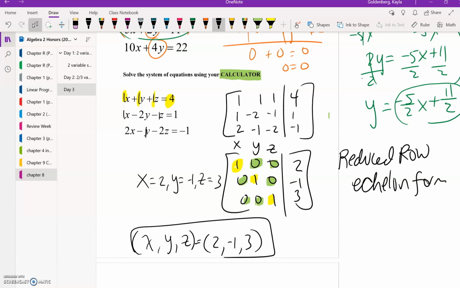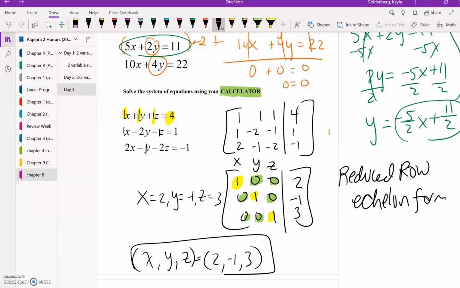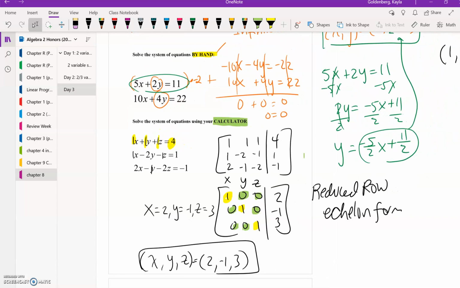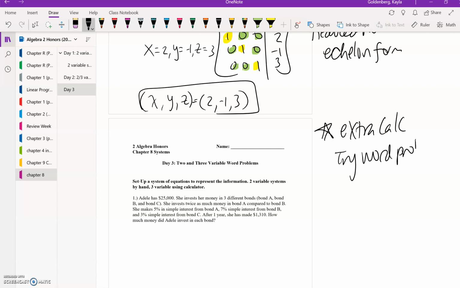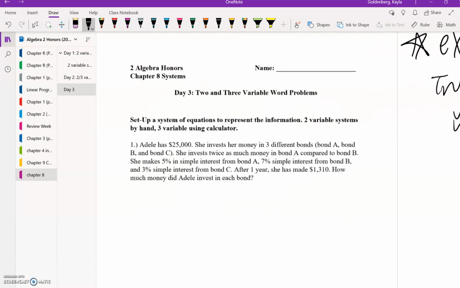So what we're going to do is practice solving some word problems for the rest of the notes. If you want practice for calculator skills, remember we are only doing the 3 variable with the calculator on an assessment. You are expected to do a 2 variable by hand. However, for all of the problems we're going to do for practice, if you want extra calculator practice, try the word problems with your calculator. Remember, you will be responsible to do all 2 variable by hand and 3 variable with a calculator. But if you want extra practice, go ahead and use your calculator as a tool to try.